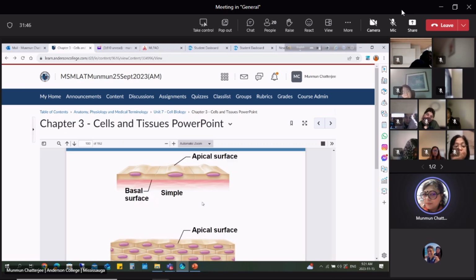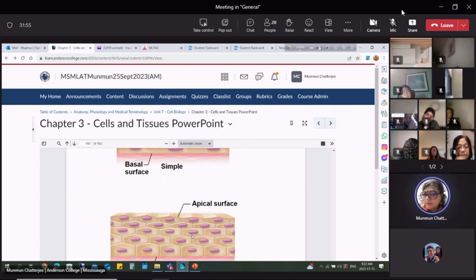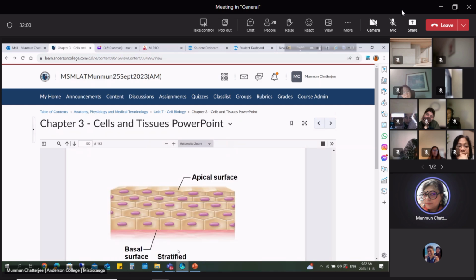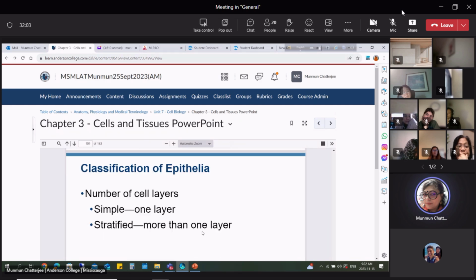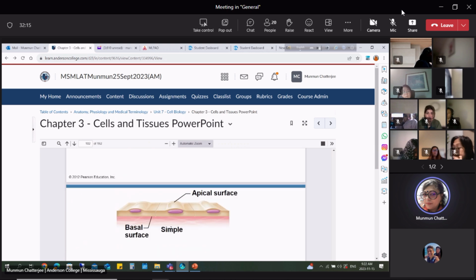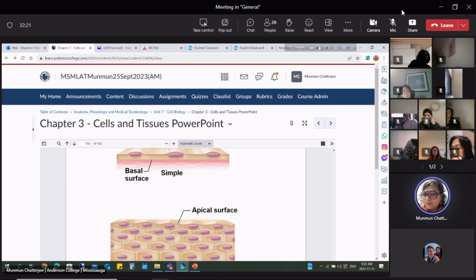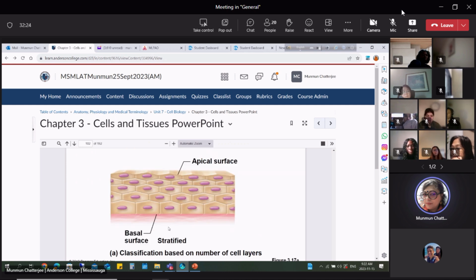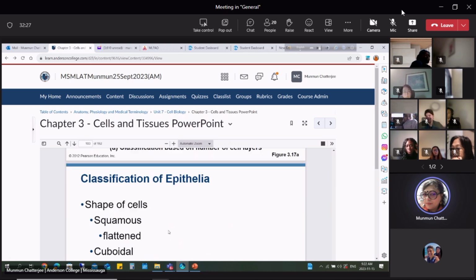So what is the difference between simple and stratified? Simple is the single layer. Stratified is the multi-layer. Thus we just wrote number of cell layers: simple, one layer, and stratified, more than one layer. This is the same structure they are telling. Now shape.